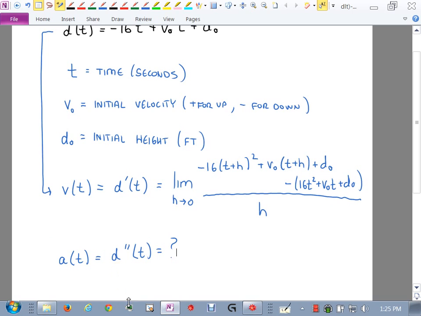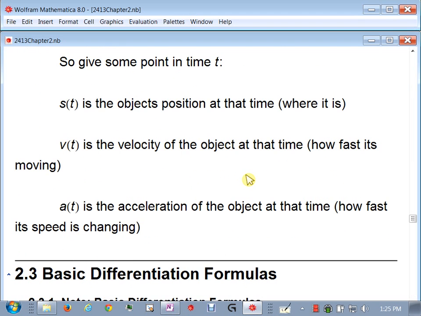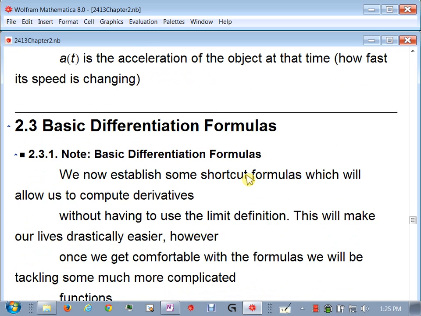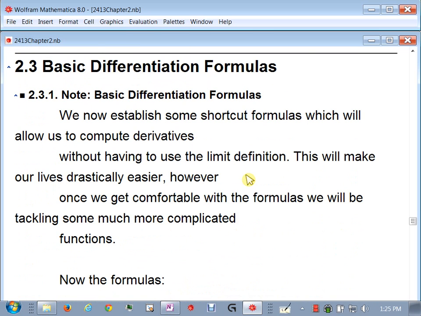Okay, but let's get to today. Basic differentiation formulas. We're going to spend the next few classes talking about taking derivatives without the limit. Without the limit. What we start with are the most basic formulas, and then we get to more complicated formulas.